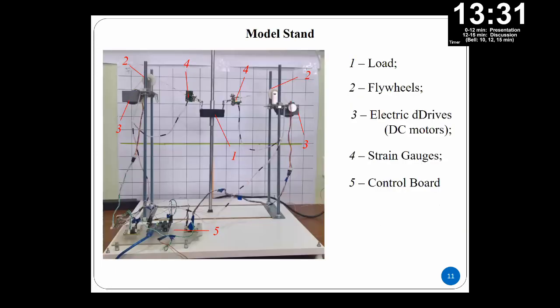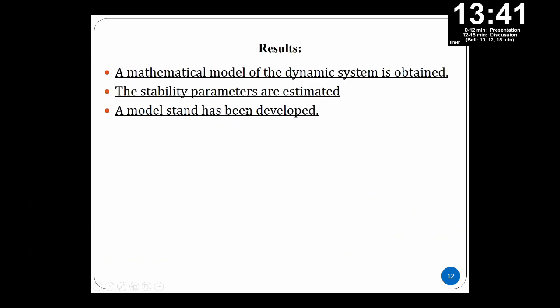We have a model stand with a load, flywheels, electric drives, two electric drives with strain gauges in cables, and the control board. So a mass model of the dynamic system is obtained. The stability parameters are estimated. A model stand has been developed. Thank you.